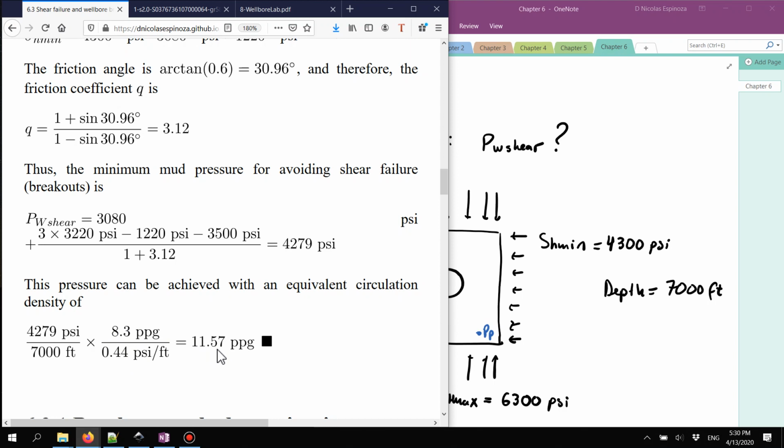So what this means is that your mud weight, in order to achieve this pressure at this true vertical depth of 7,000 feet, has to be 11.57 pounds per gallon. If you have that mud weight, you're going to have this pressure. If your mud weight is lower than this, the pressure is going to be lower and you're going to have shear failure. If your mud weight is higher than this, then your pressure is going to be higher too, and you're not going to have shear failure.